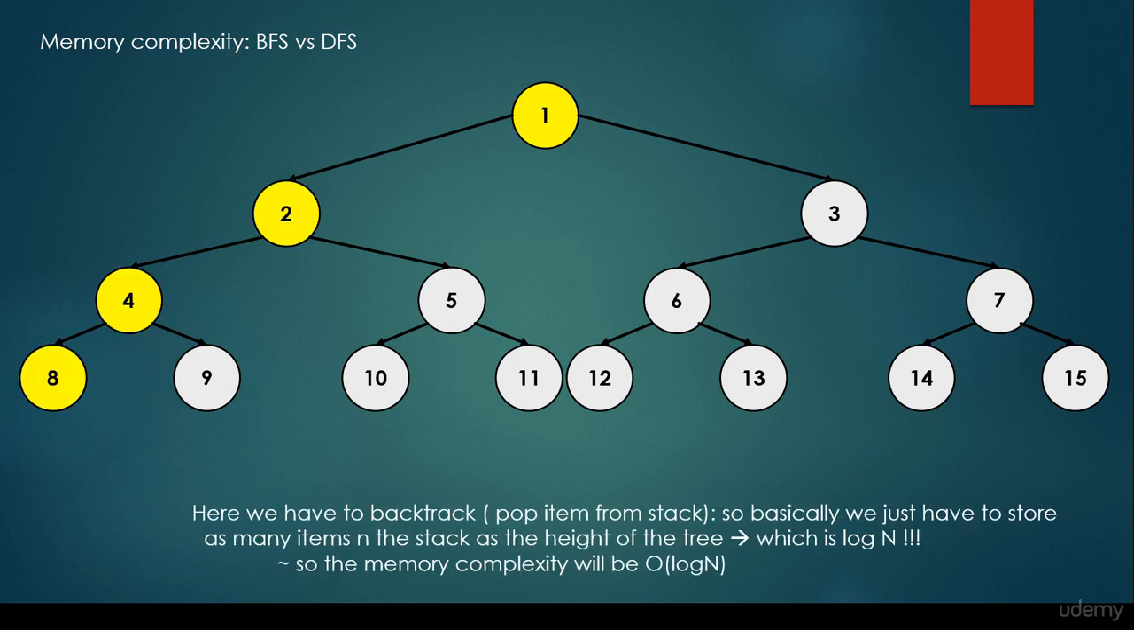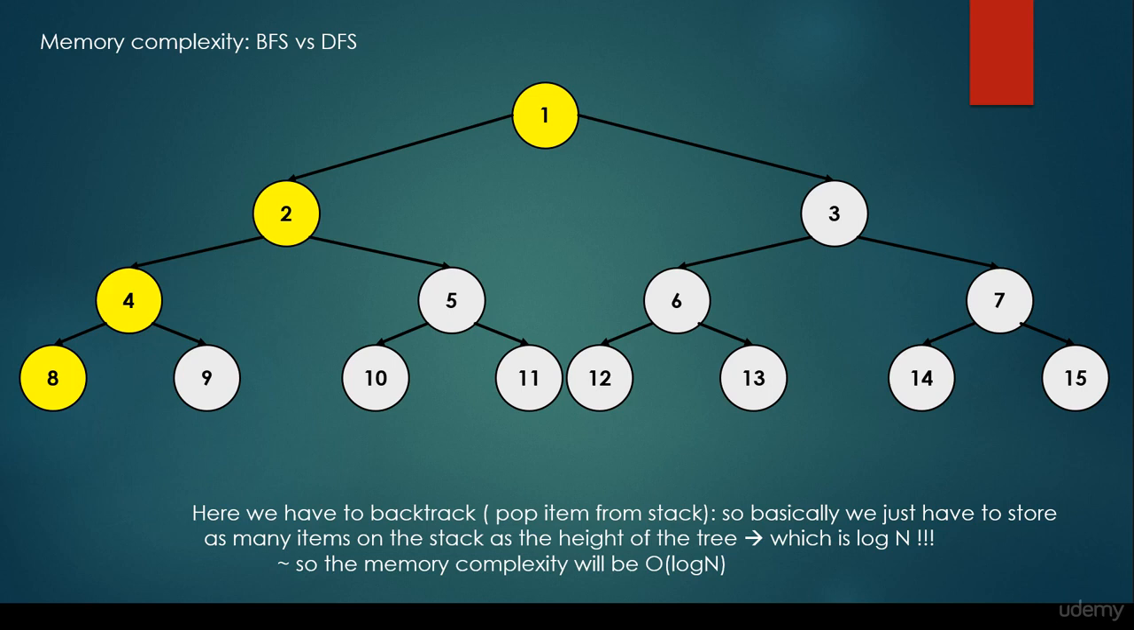So here, this is the situation when we have to backtrack. In depth-first search, if we come to the conclusion that it is a leaf node, so there are no children at all, then we have to backtrack, basically go back to the previous node. And that's the situation when we pop an item from the stack. So basically we just have to store as many items on the stack as the height of the tree. And basically it is the logarithm of the number of items we store in the balanced tree.